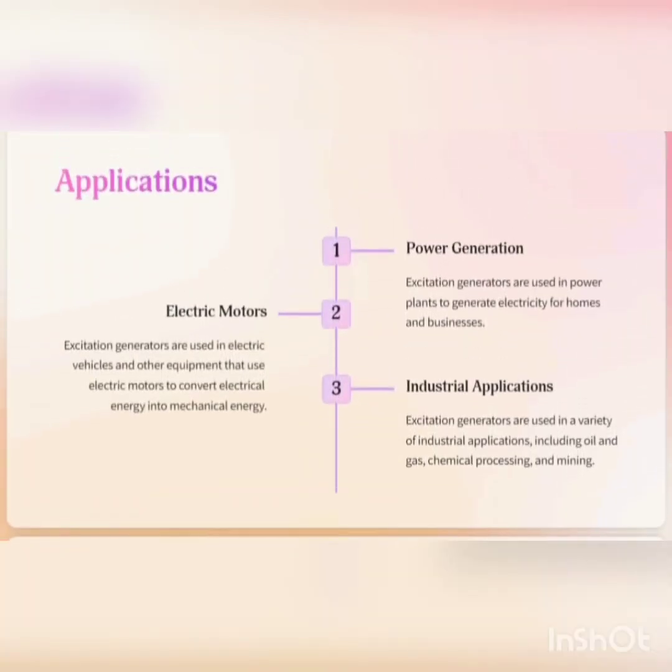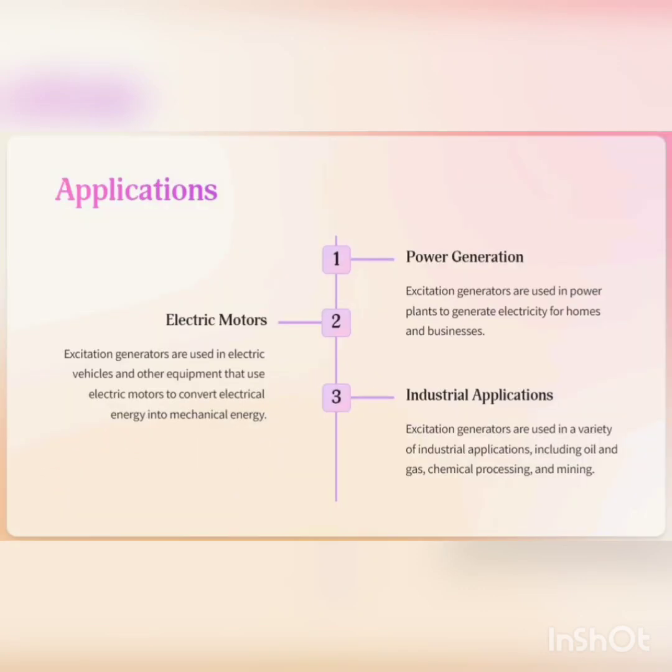Then the second one, applications. First of all, power generation. Excitation generators are used in power plants to generate electricity for homes and businesses. And second, electric motors. Excitation generators are used in electric vehicles and other equipment that use electric motors to convert electrical energy to mechanical energy. And third, industrial applications. Excitation generators are used in a variety of industrial applications, including oil and gas, chemical processing and mining.